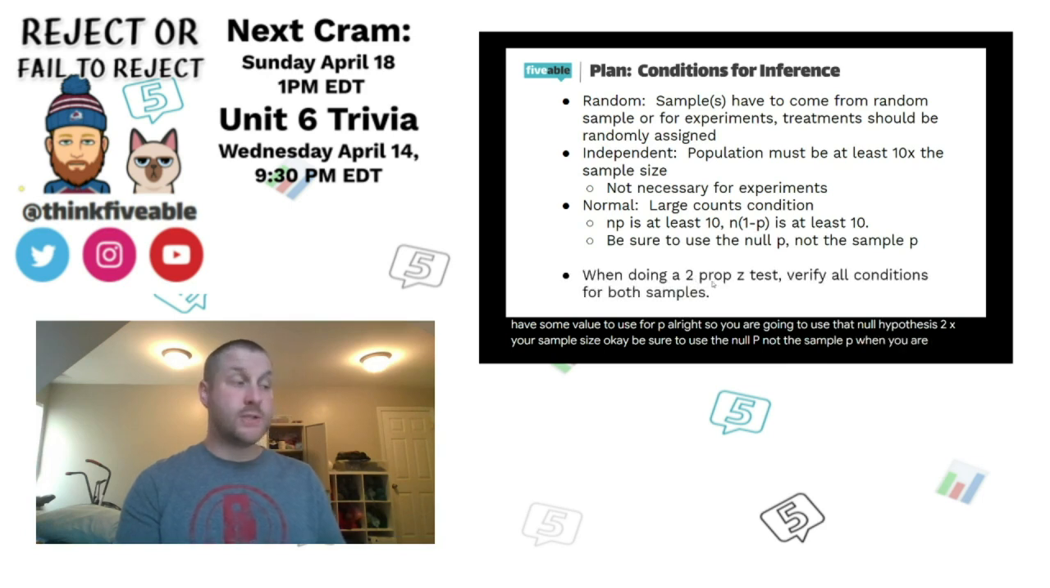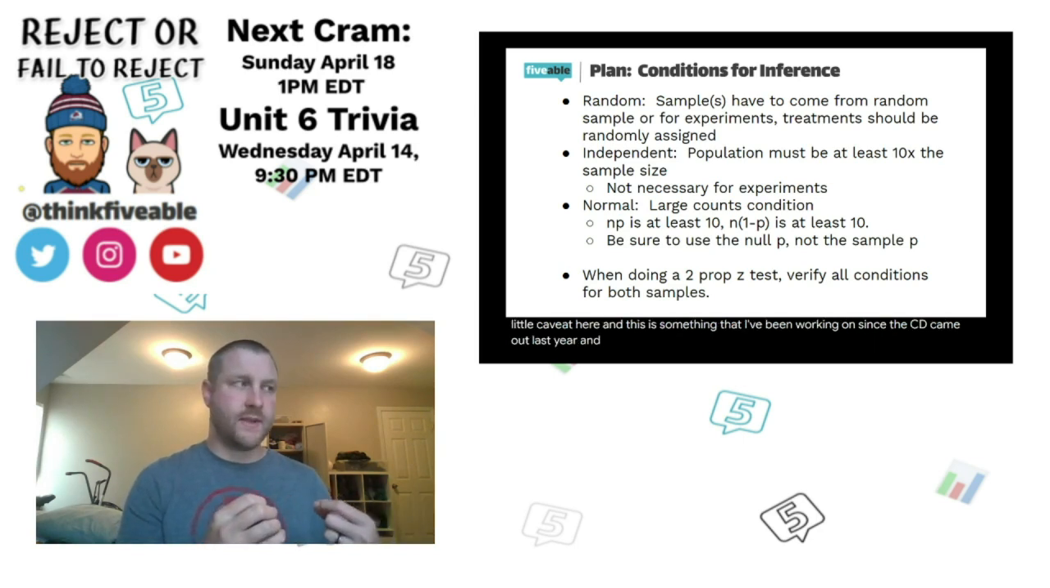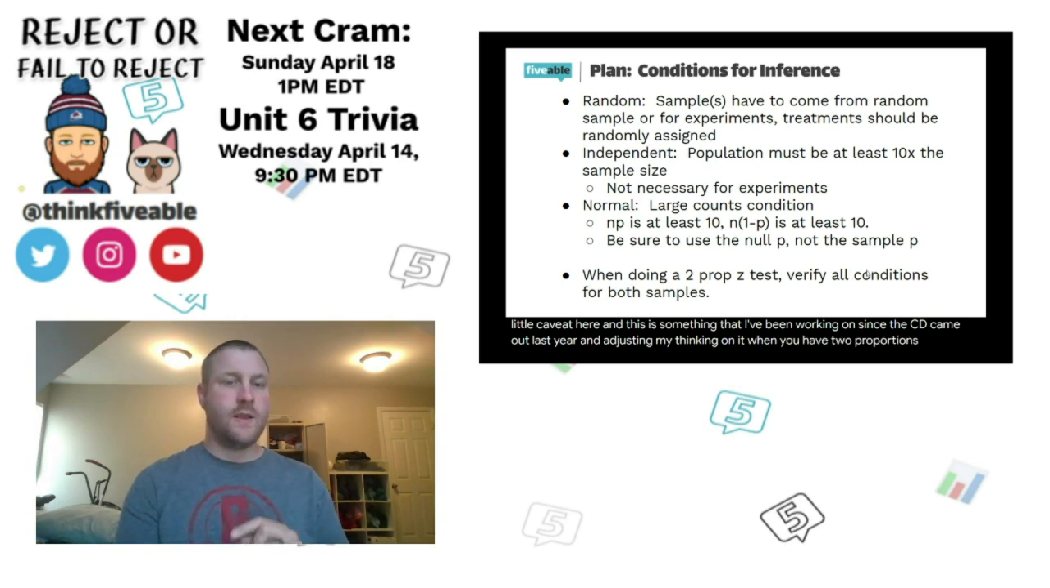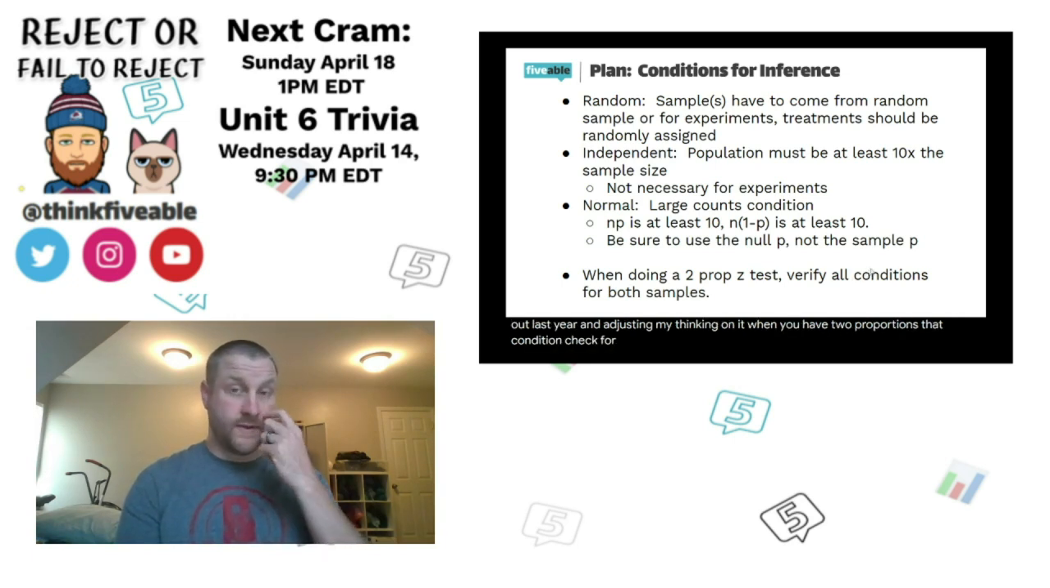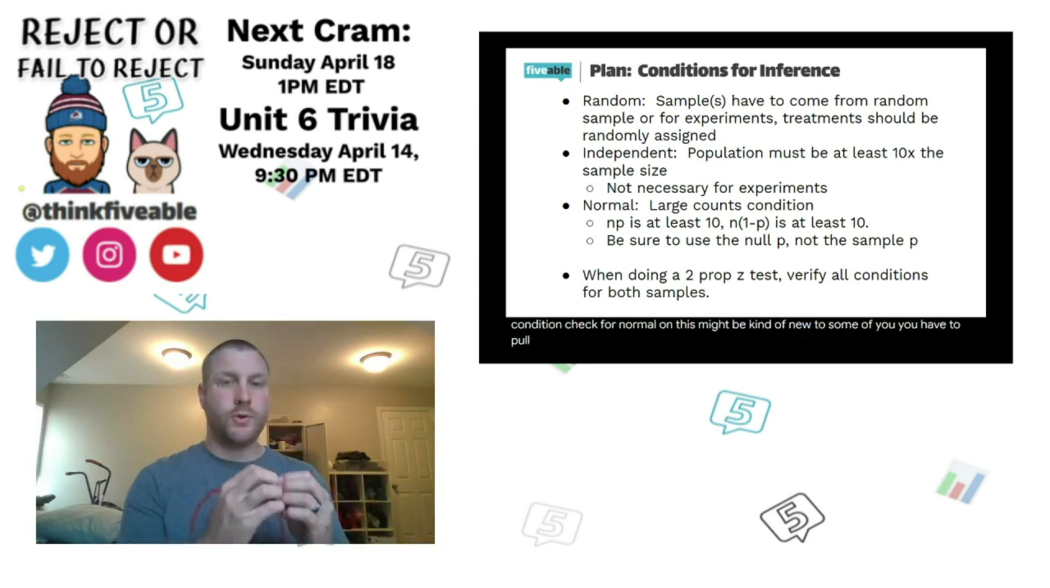When you are doing a two-prop z-test, you want to verify that all conditions are met for both samples. Another little caveat here, and this is something that I've been working on since the CED came out last year and adjusting my thinking on it. When you have two proportions, that condition check for normal, and this might be kind of new to some of you, you have to pool your data together.